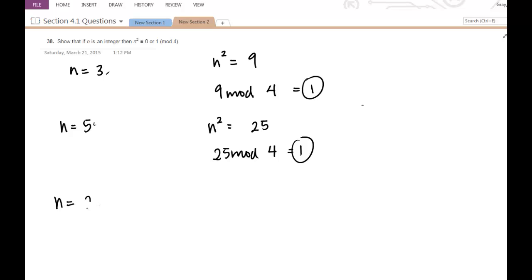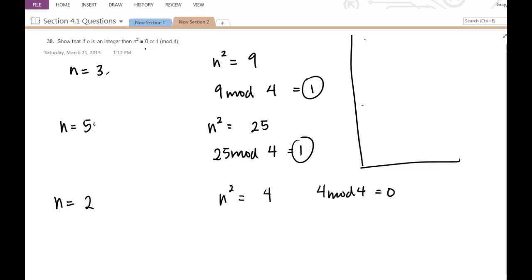n equals 2. Well then, n squared is going to equal 4. 4 mod 4 is 0. Okay, so we get this piece, right? Let's try another even just to make sure we found the right pattern. n equals 6. 6 squared is equal to 36. 36 mod 4, well, 36 is 4 times 9, so that's 0, right? So look, I think that we have a pattern, and maybe the pattern, can you guys see, it's dependent upon whether the integer is even or odd.